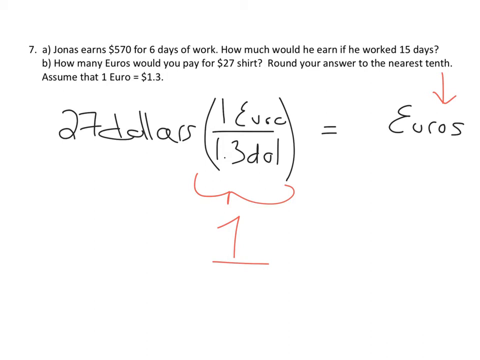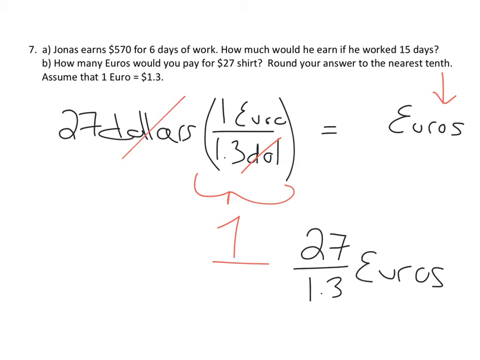Okay, so I'm taking $27 and multiplying by 1. So now what happens is my dollars cancel with my dollars, and I'm left with just euros as my units. And so still what I'm going to end up with is my calculation is 27 divided by 1.3 euros. So once again, that comes out to be 20.77 euros.